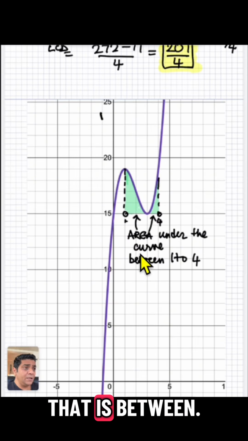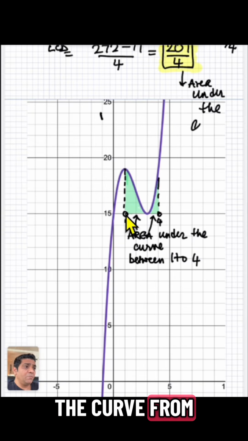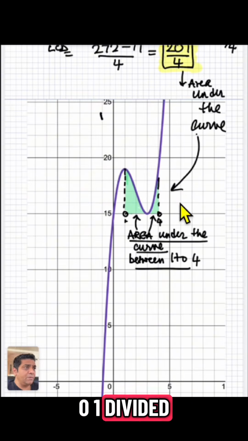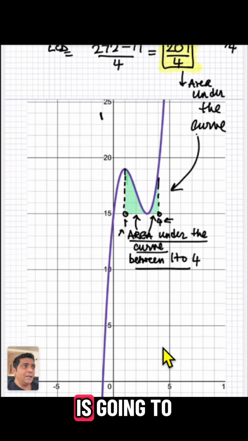The interpretation of that is the area between the curve from x is 1 to x is 4, a shaded area here, that is equal to 201 divided by 4. Okay, and that is going to be our final answer.